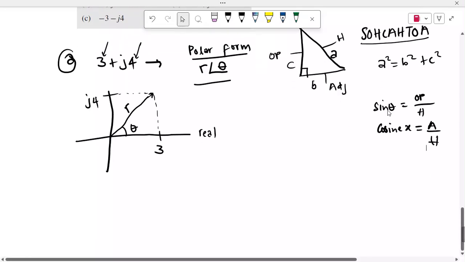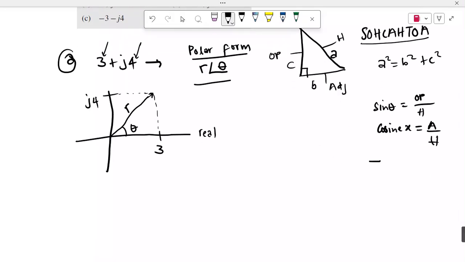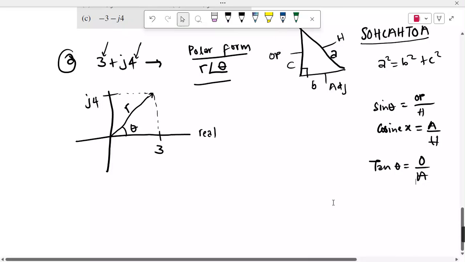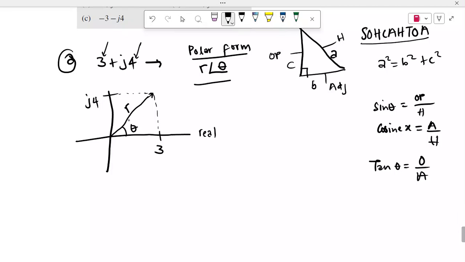Okay, then we have the last part, TOA. So this is tangent, tan. Let's say tan theta equals opposite over adjacent. Okay, so you need to remember this before you come here. Okay, so if you see here, our triangle is like this.